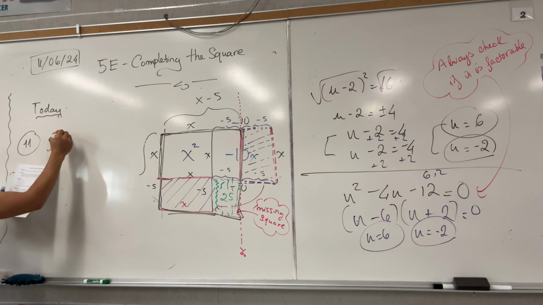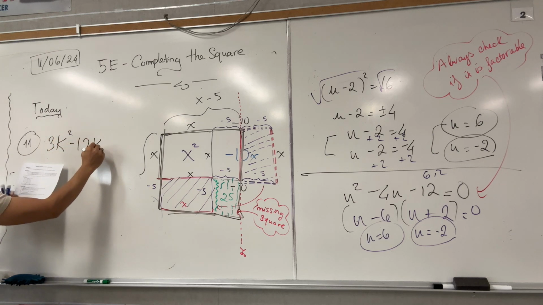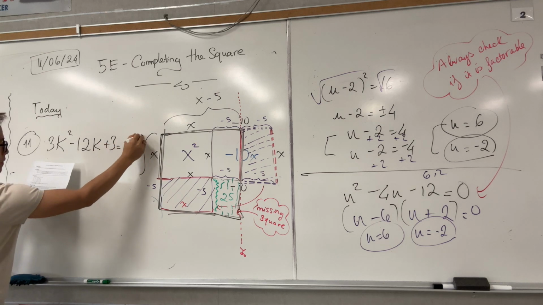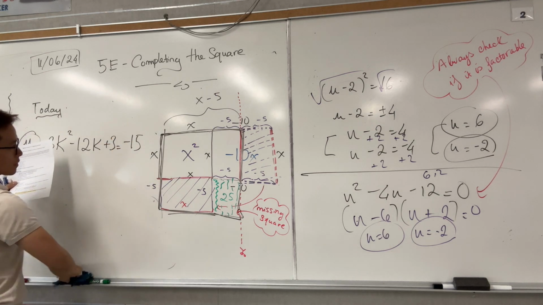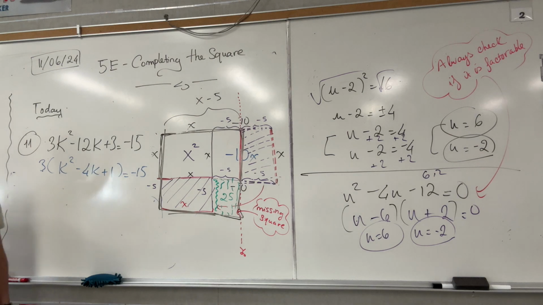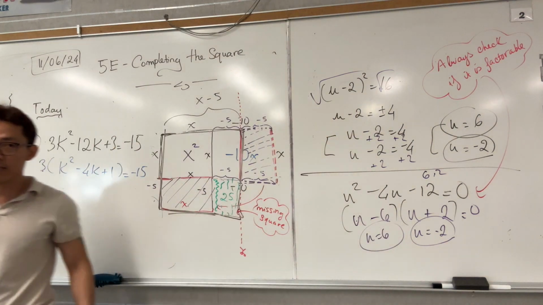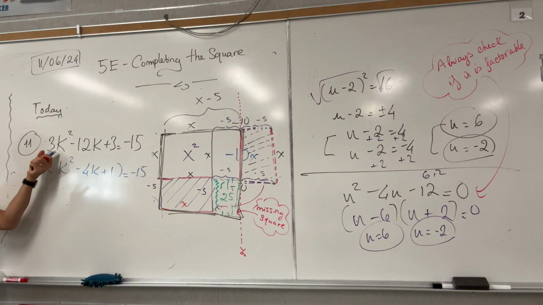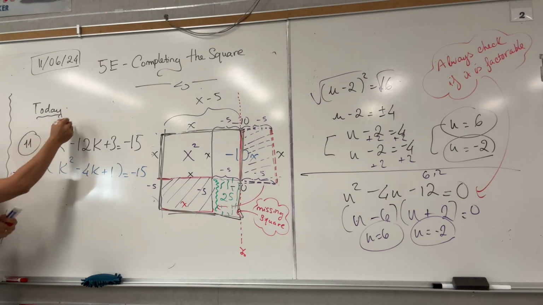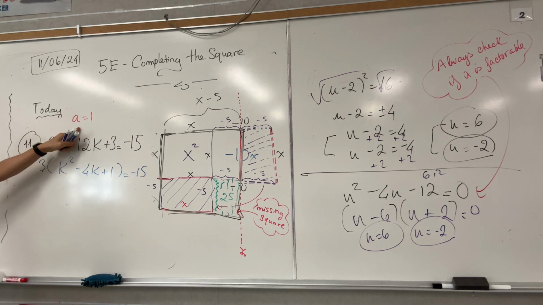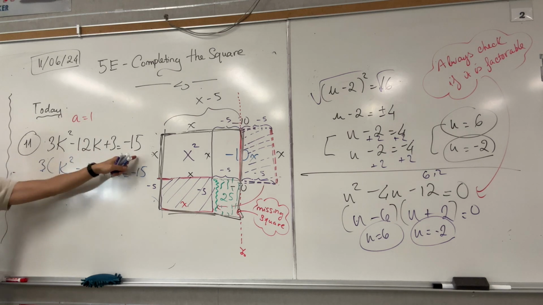This is the K. Okay? So we always check if it is factorable. And then always get a to be 1. A needs to be 1. What is a anyway? Well, a is the number in front of the x squared. Remember? So that means the coefficient of the square needs to be 1. Oh, you have 3 right here. You need to get rid of the 3, like divide everything by 3.